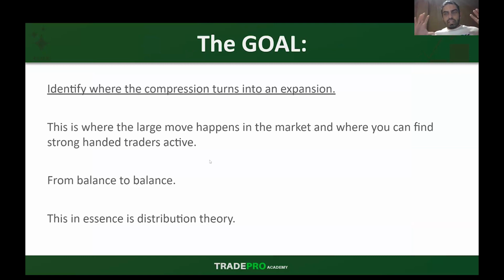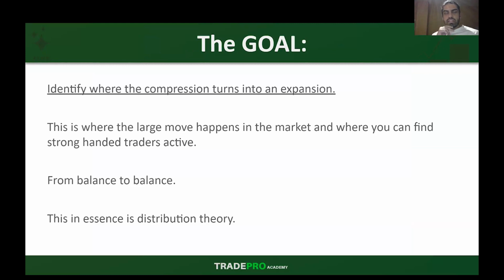So our main goal is to identify where the compressions turn into expansions. This is where the large moves happen in the market, and where you can find the strong-handed traders get active, right? Even in compressions, you can find strong-handed traders get active. You can find strong-handed traders get active theoretically in compressions and expansions, right? You just have to be aware of where those areas are.